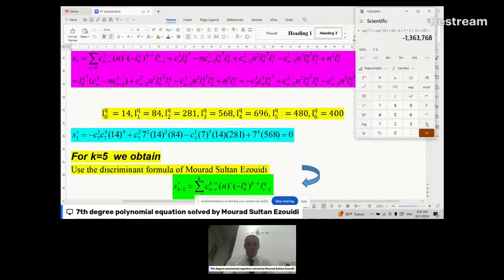Plus 7 raised to the power 4, the last term, times 568. So this one, learners, I'm going to use my calculator, and the value of S3 here is equal to 0. Now we got S1, S2, and S3.